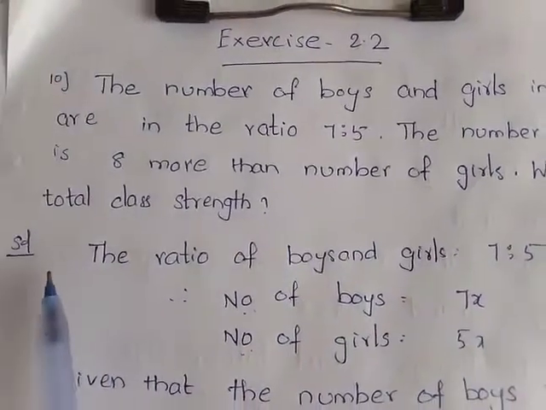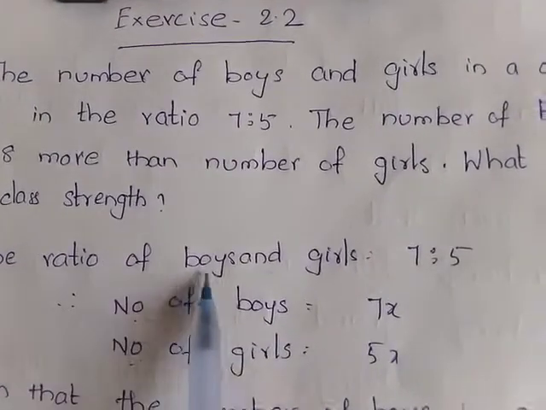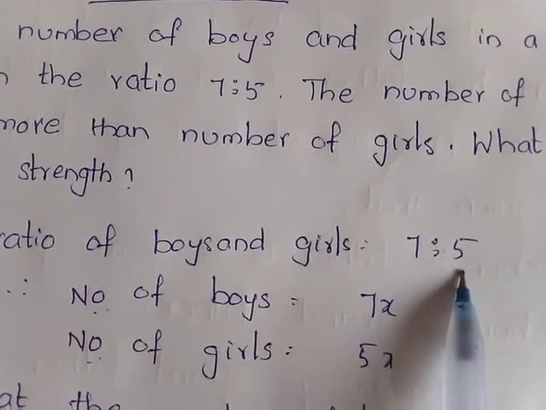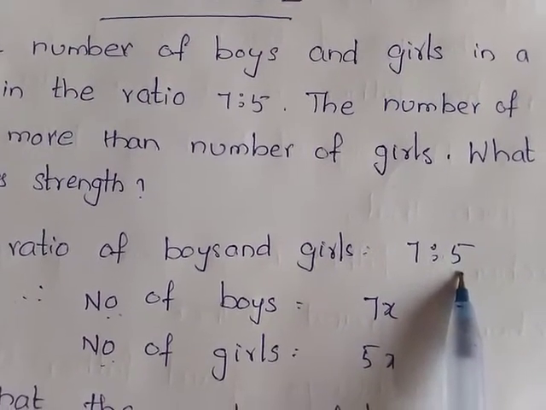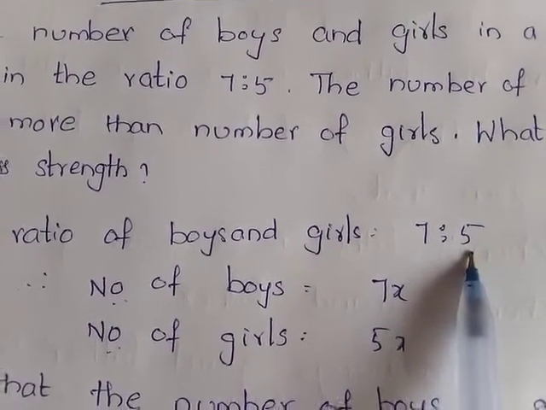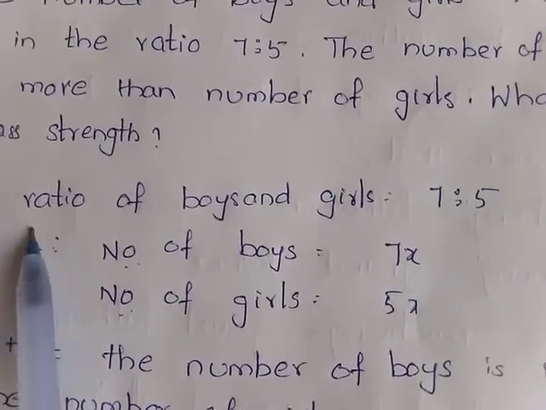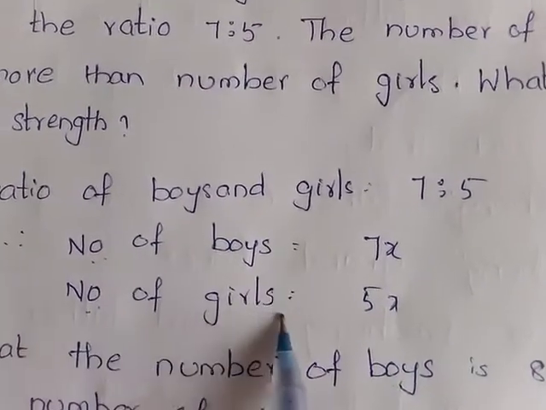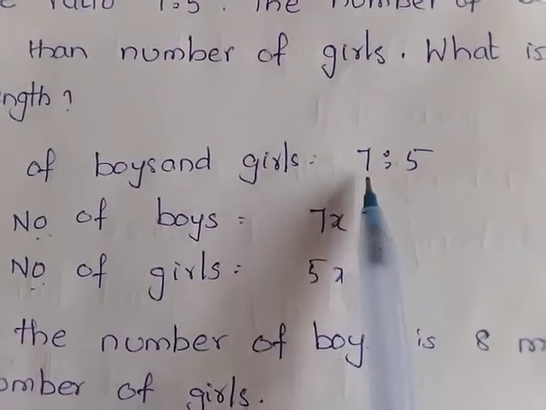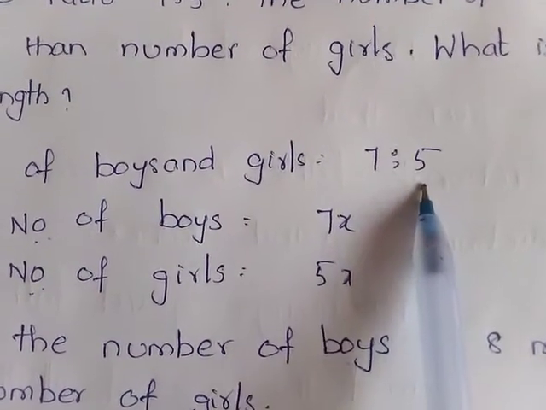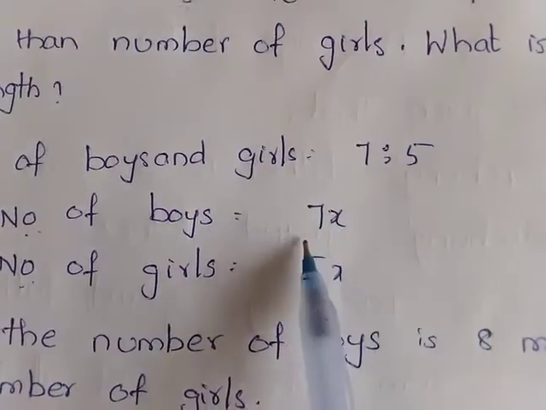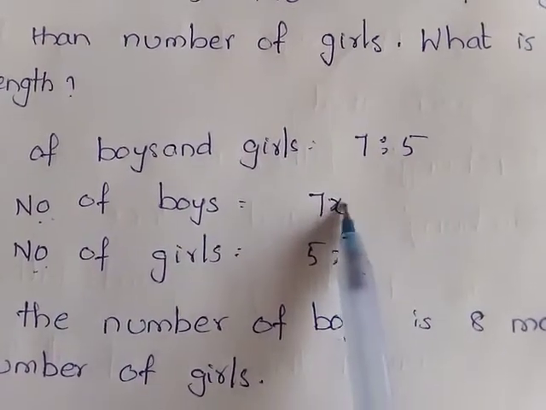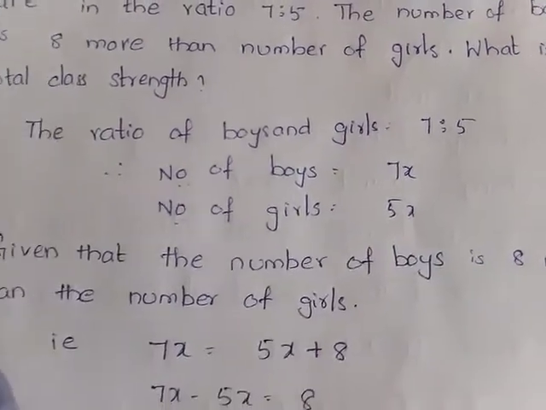Come to the solution. The ratio of boys and girls is equal to 7:5. So we have to separate that one. Therefore, number of boys is equal to 7x and number of girls is equal to 5x. Whenever you get the ratio, to separate it we just multiply with x. That's all, so it is very simple. 7x boys and 5x girls.